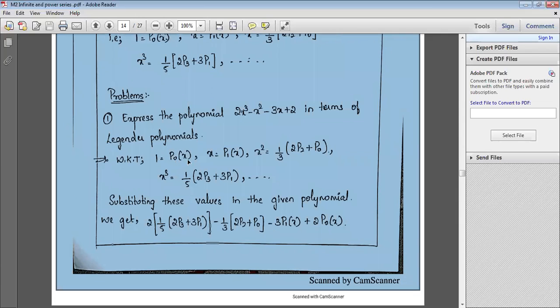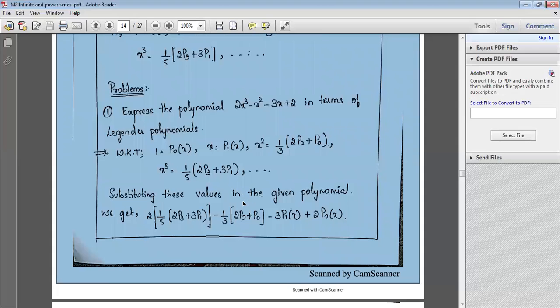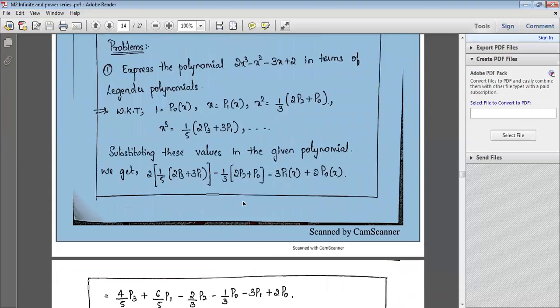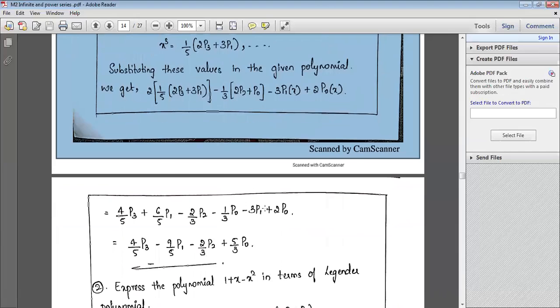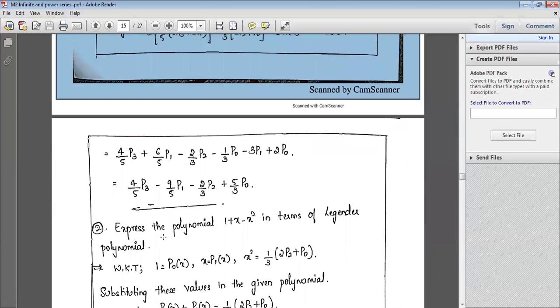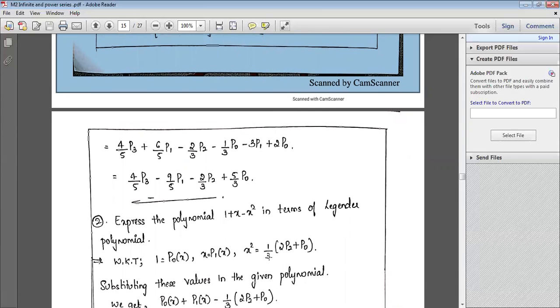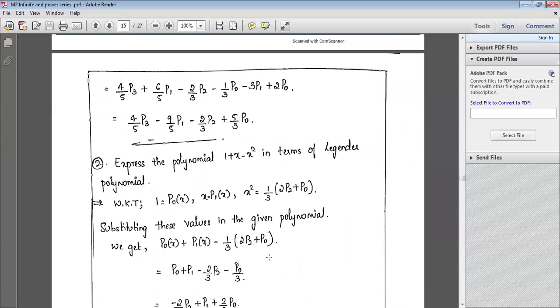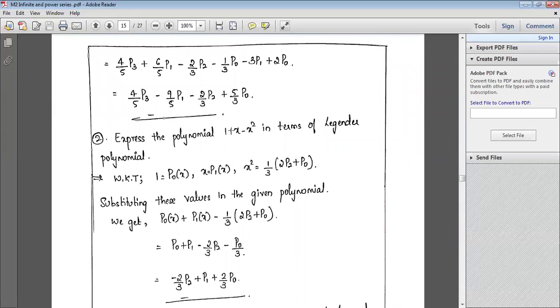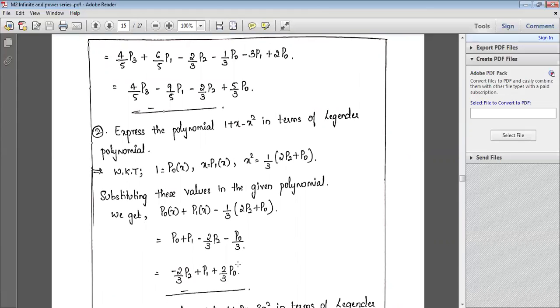The Legendre's polynomial: 1 is equal to P naught of x. All the terms like this. See, this is the final answer for that. Expressing the polynomial: 1 is P naught of x, x is P1 of x, x square means 1 by 3 into 2P2 plus P naught. Just substitute everything in this equation. You will get the answer in terms of P. That is the Legendre's polynomial problem they will ask.